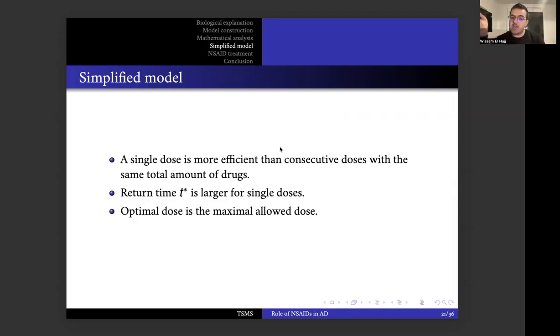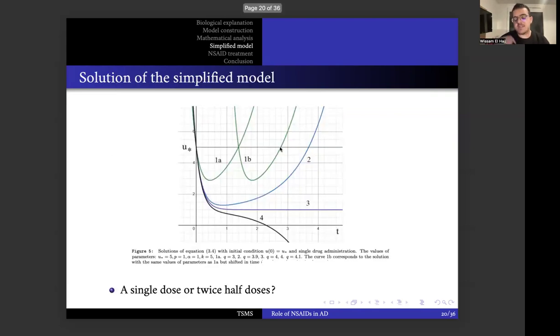This will increase the return time. This will take it as much as we can. But if this allowed dose is very large, it can go directly to 0, as you can see in the form. But if you cannot take a very, very large dose, take the largest possible to increase the return time as much as you can.